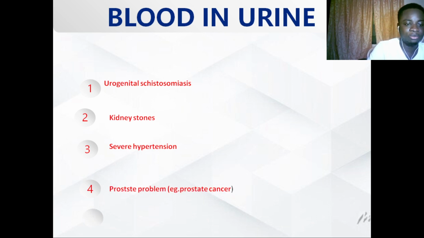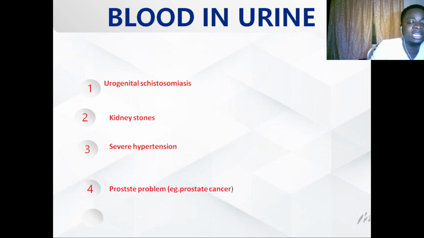And then prostate problems, like prostate cancer. So you suspect prostate cancer, after urinalysis, you may see blood in urine. But we don't rely on this urine test to say that the person has prostate cancer. That's why you have other tests. You can use markers like PSA for monitoring and screening. The prostate specific antigen is more specific for prostate cancer. So we don't rely on urinalysis to say that.